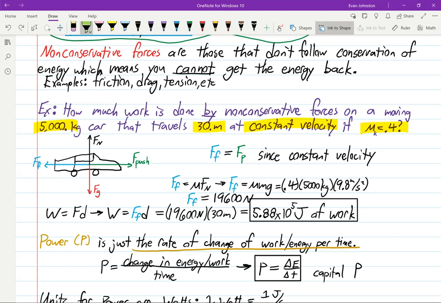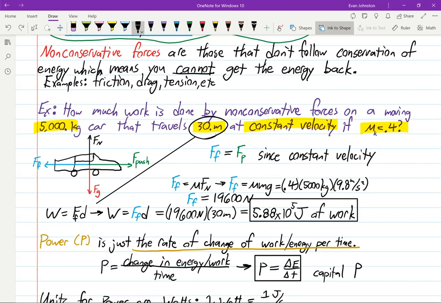So what is this asking us to do? How much work is done by non-conservative forces? Well, friction is really our main non-conservative force here. How much work is friction doing? If that's the case, we'll need to use the work equation. We need to figure out what is the force. We need to find the force of friction in this case, and how far. Luckily, we know d, it's this 30 meters, so we can just plug that in. So all we have to do at this point is find friction and plug it in. That's all we have to figure out.